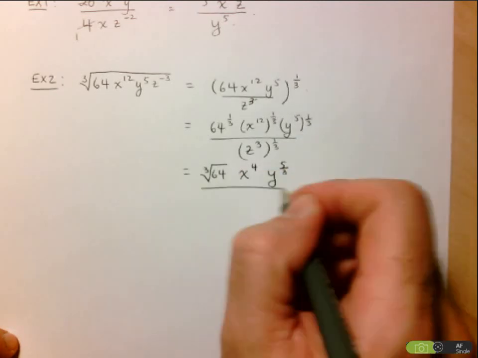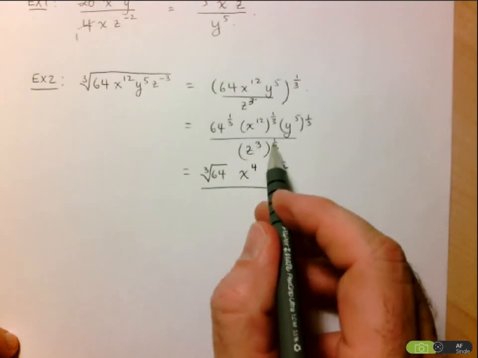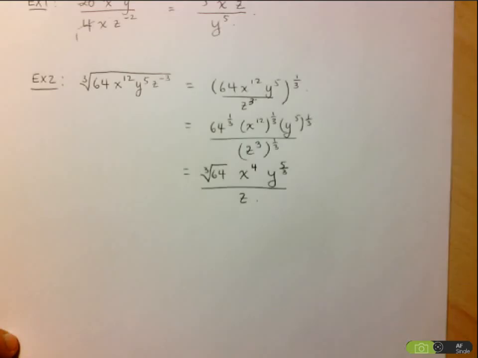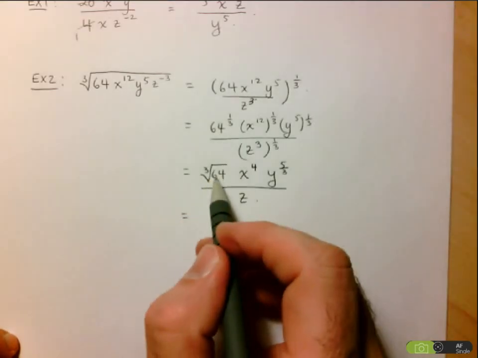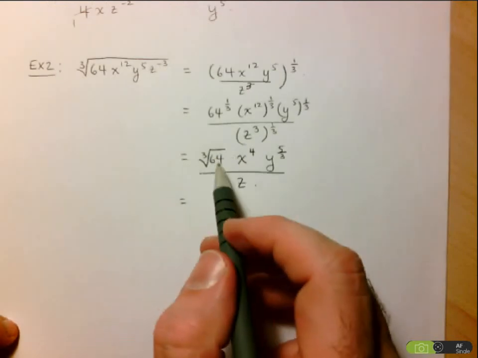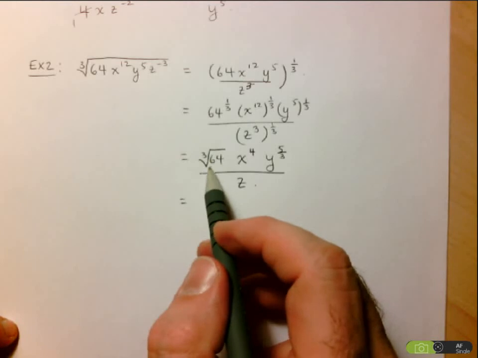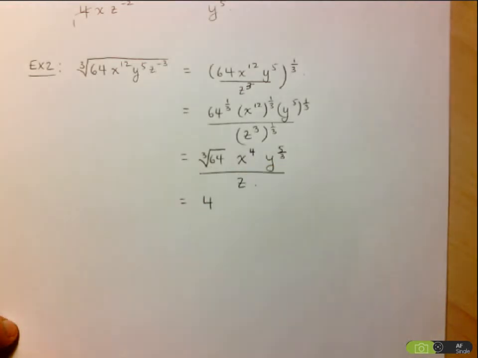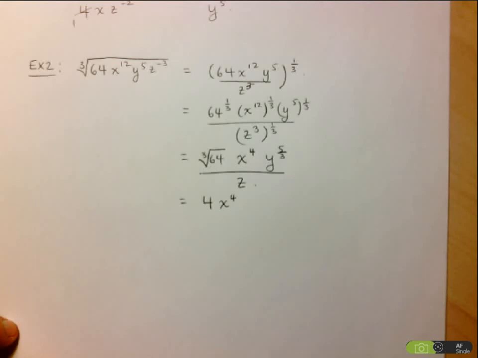Now in the denominator, again, I can use my exponent rule. 3 times 1/3 is equal to 1, so that simplifies quite nicely. Now here I can actually take the cube root of 64. Do it in your head. 4 times 4 is 16, 16 times 4 is 64, so the cube root of 64 is just equal to 4. X to the 4 here. Nothing left to be done here.